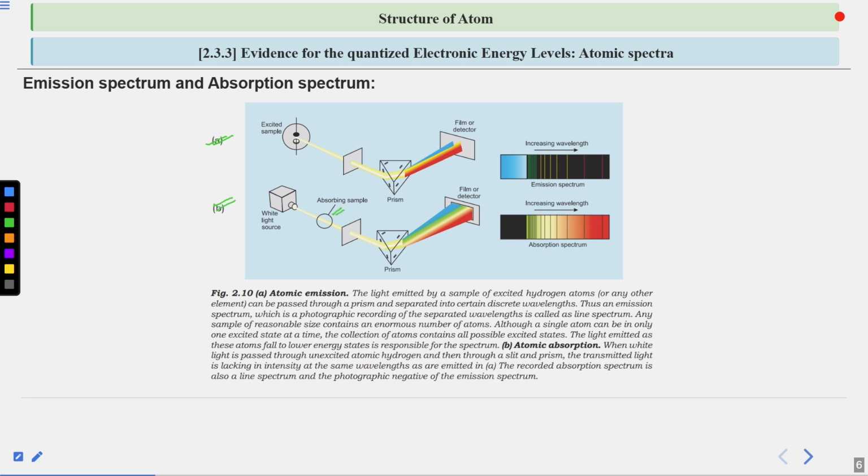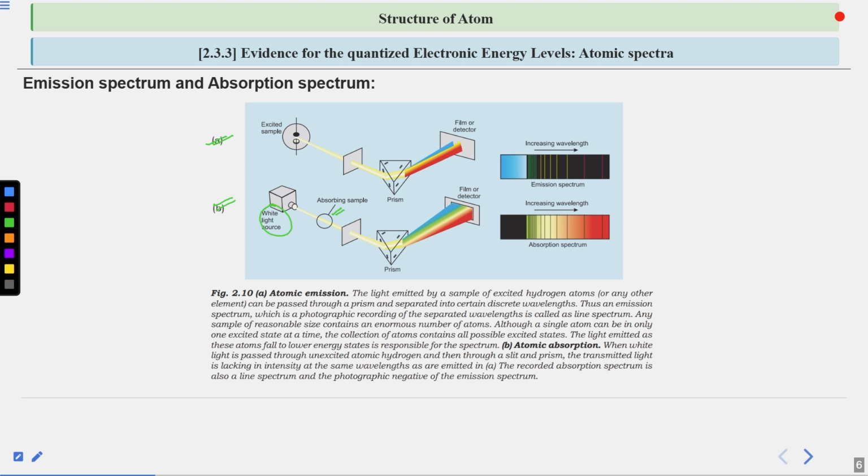Now what we do, we take a source of white light and throw this white light on this sample. We have already seen that the energy is quantized, meaning it can only absorb a certain frequency of light. The rest of the part will be passed through this absorbing sample, and then it hits a prism.